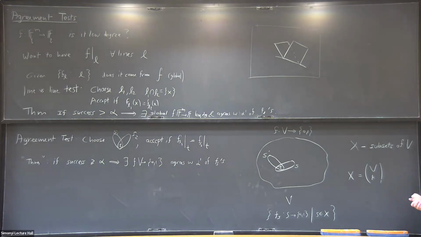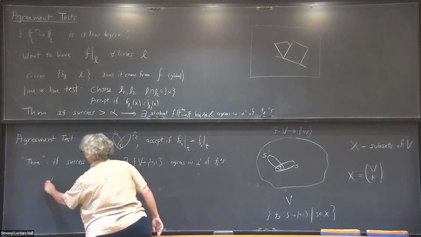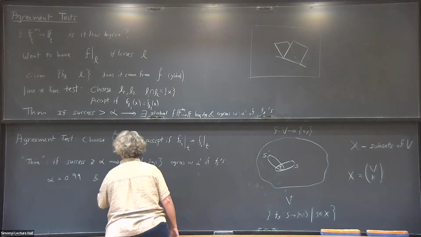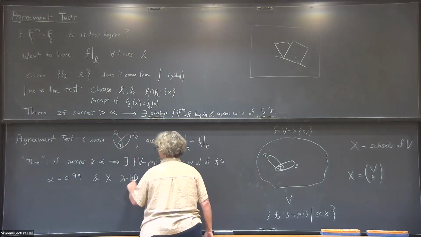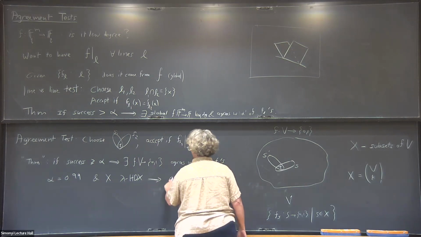And it turns out that high-dimensional expanders are exactly useful here because if your expander is k-dimensional, you have k element sets, and somehow they overlap in a non-trivial way, and that's useful. You can prove such a test, and indeed for alpha being 0.99 and x being a lambda HDX, a spectral expander is enough to prove an agreement theorem.